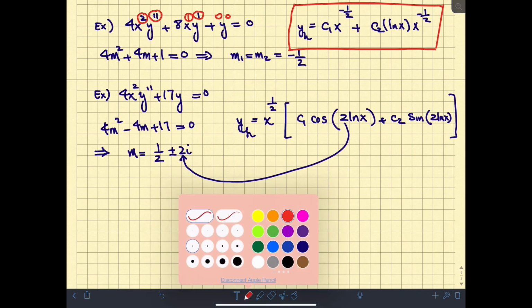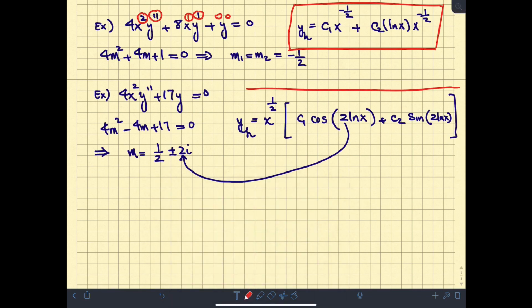And that will be my homogeneous solution for complex conjugate pairs. Let me be consistent and put this in the yellow box as well. And here's my solution when I have complex conjugate pairs for Cauchy Euler equations. So now it's time for you guys to do some practice with these equations.